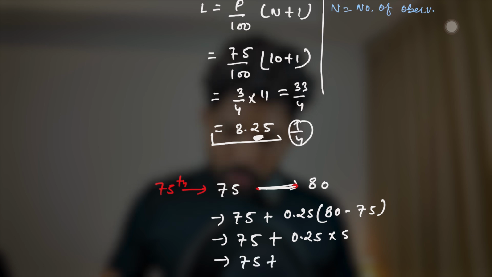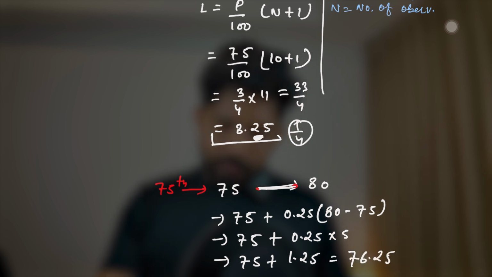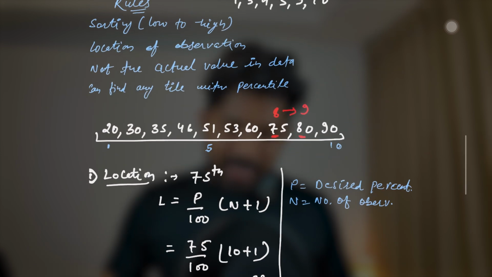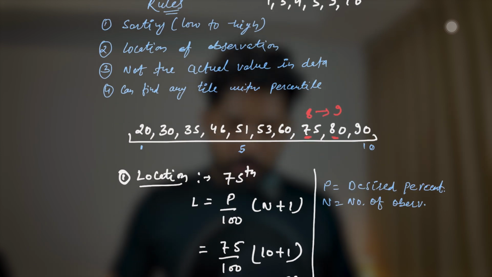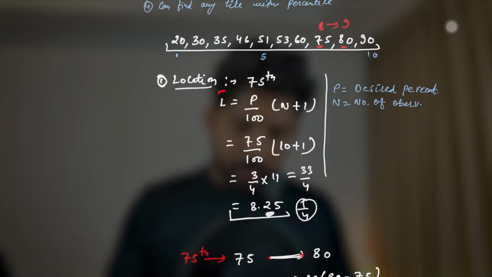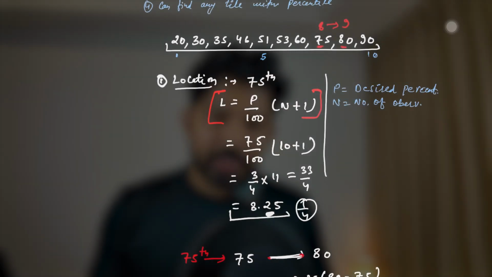And you will get 75 plus 1.25, which is equal to 76.25. But now you will say that this value is not existing in our data set. Yes, that is true, because as per the rules, it is not the actual value in data. It is not always correct that it will exist in your data set. So with the help of this formula, you can find any percentile very easily, very straightforward.